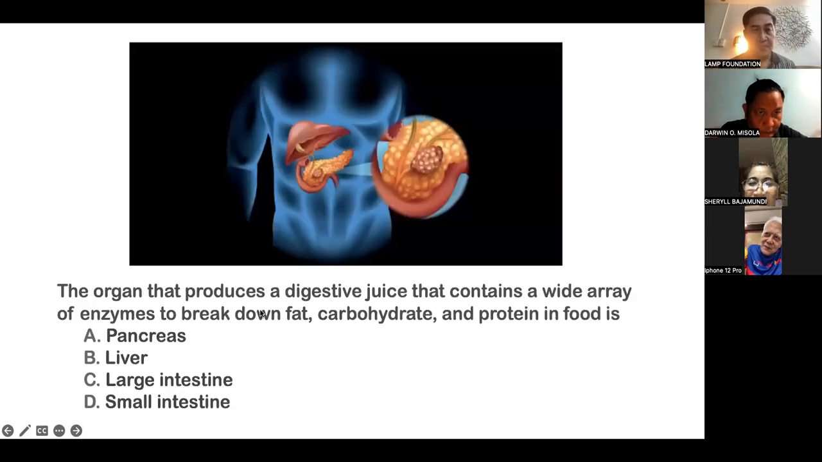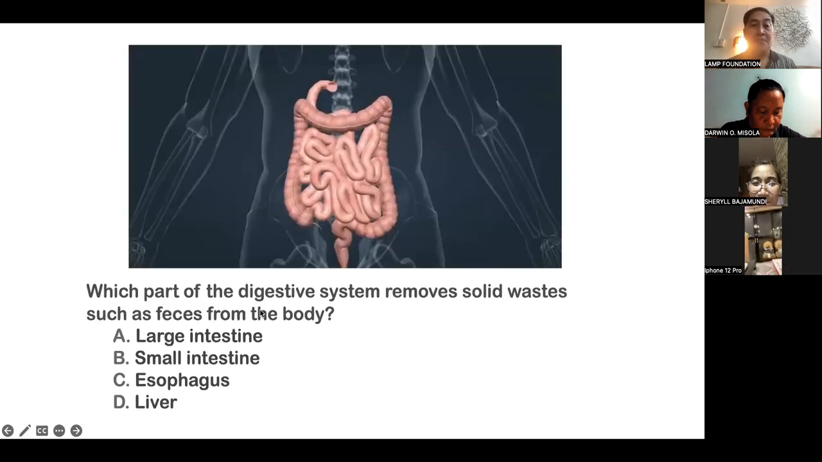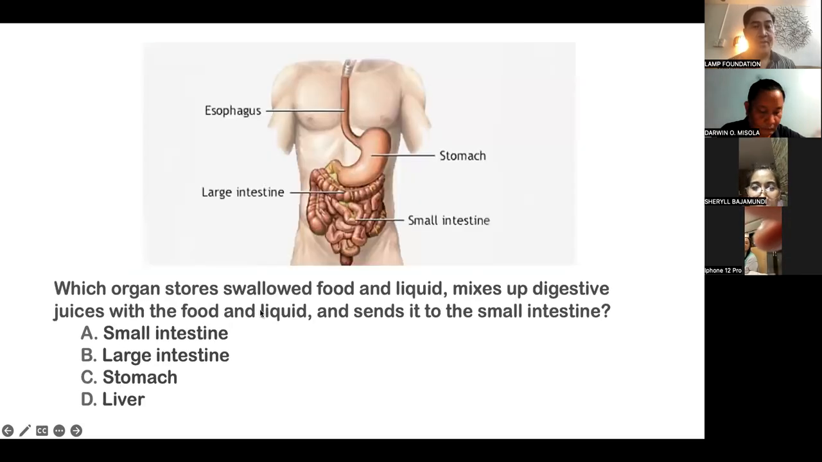The place where digested molecules of food, water, and minerals are absorbed is the small intestine. The organ that produces a digestive juice that contains a wide array of enzymes to break down fat, carbohydrate, and protein in food is the pancreas. Which part of the digestive system removes solid waste such as feces from the body? The large intestine. Which organ stores swallowed food and liquid, mixes digestive juices with the food and liquids, and sends it to the small intestine? The stomach.